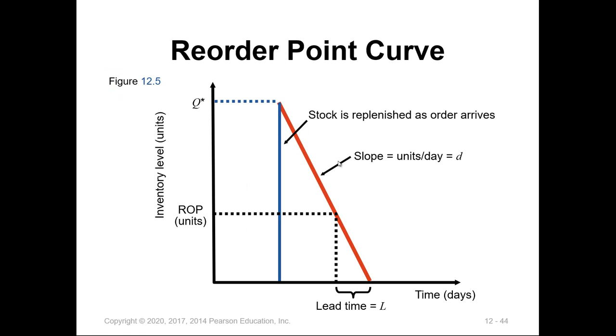Graphing the relation between inventory level in units and the time, we can identify the slope as daily demand. So the daily demand is the slope for that line, and we can identify also the optimum order quantity, which is Q star or Q optimum or Q asterisk, and the reorder point considering lead time.